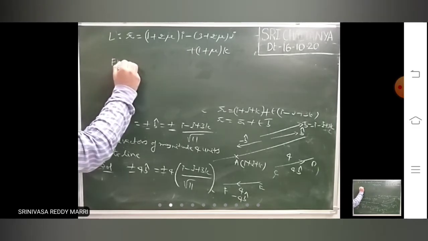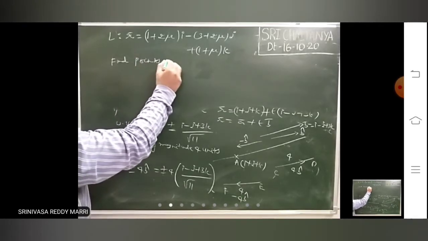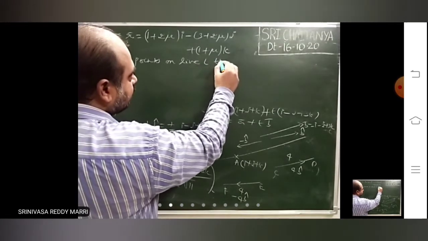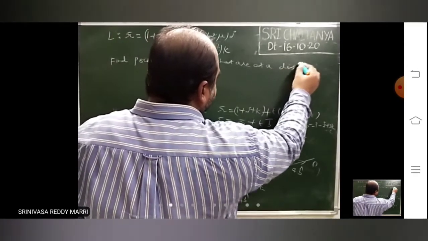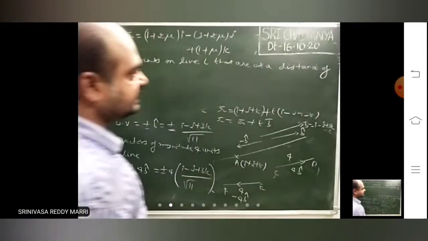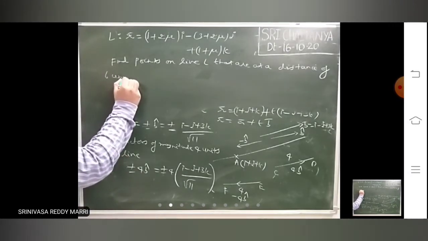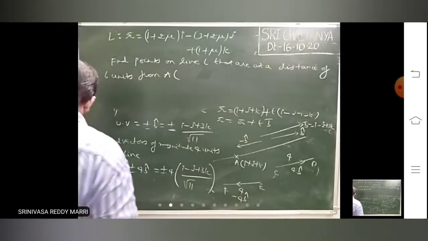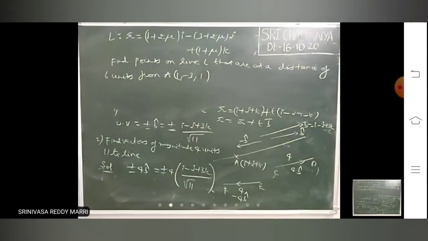What is being asked is to find the points on line L that are at a distance of 6 units from the point (1, −3, 1). Look here.